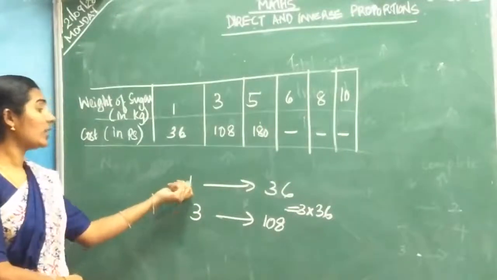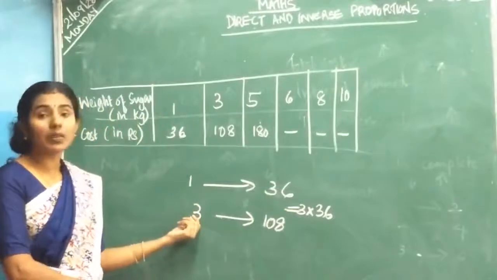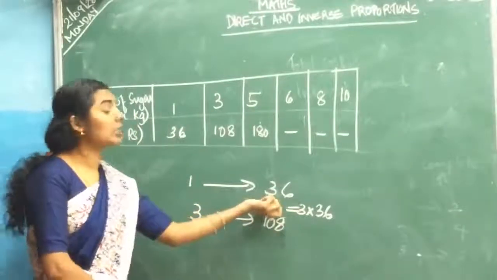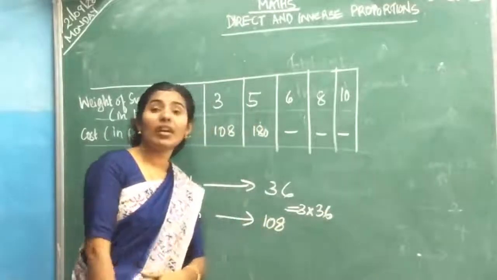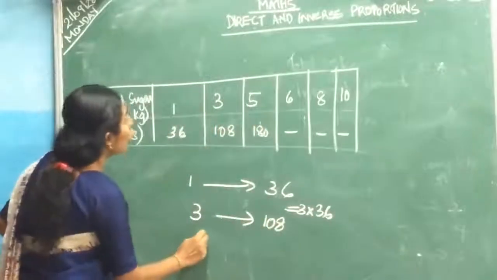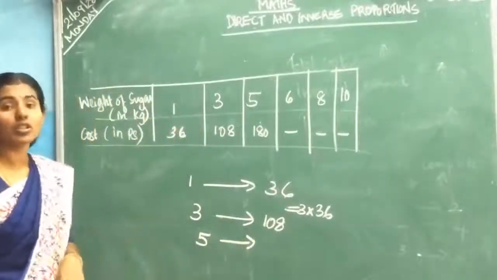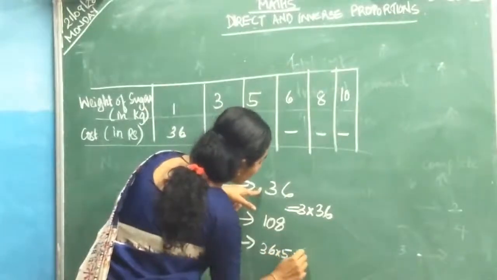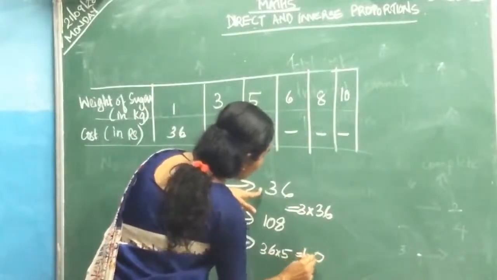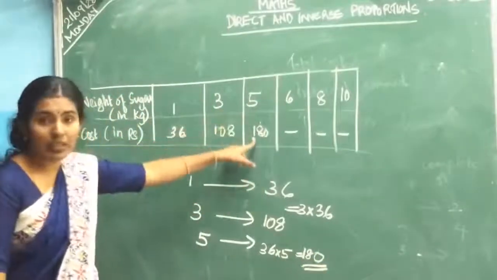For 1 kilogram, 36 is the cost. For 3 kilogram, what should you do? You should multiply 3 with this cost. 3 multiplied by 36 is 108. For 5 kilogram of sugar, how do you find the cost? You should multiply 36 with 5, and you will get 180. See, like this only they are giving.